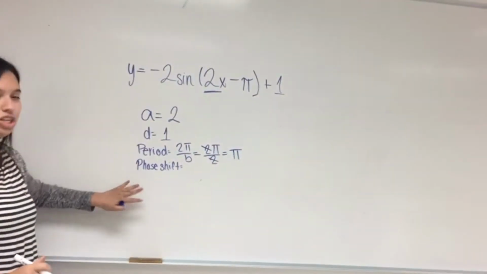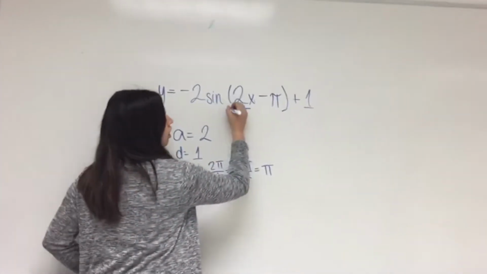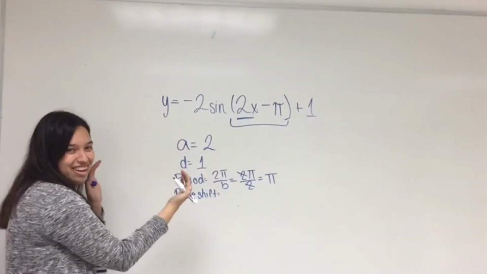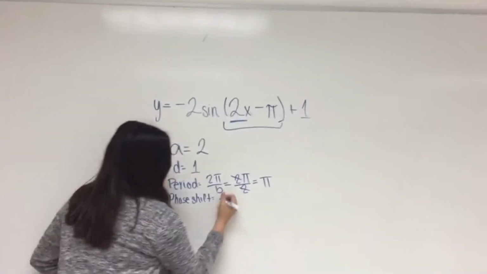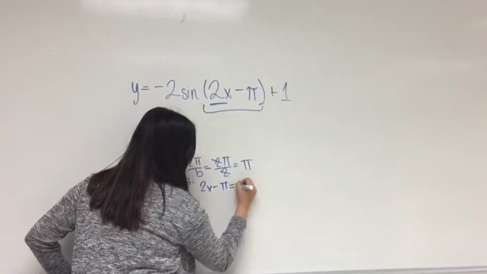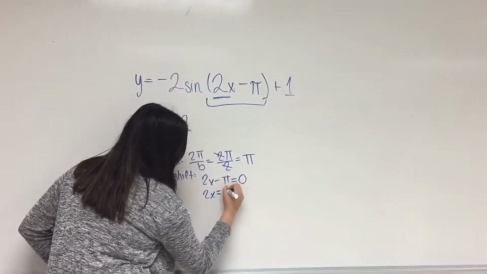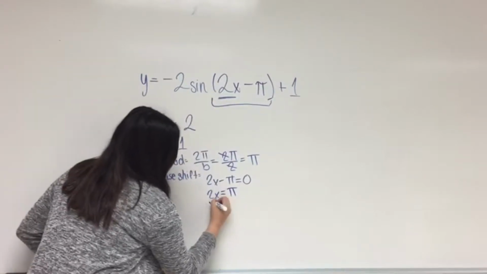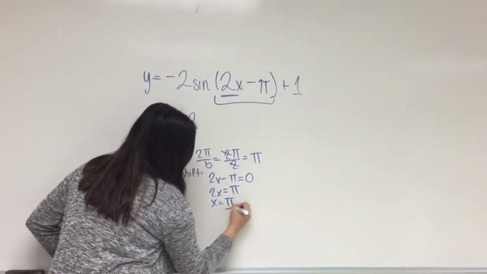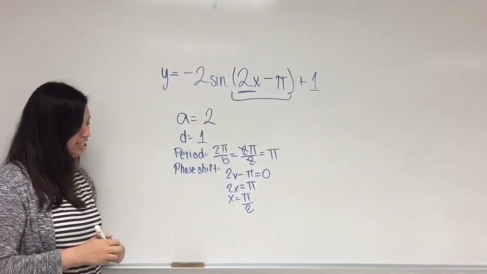And to get the phase shift, which is a horizontal translation, we take the things that are inside the parentheses and we set that equal to 0. Then we leave the x alone, and that will be the answer for the phase shift.